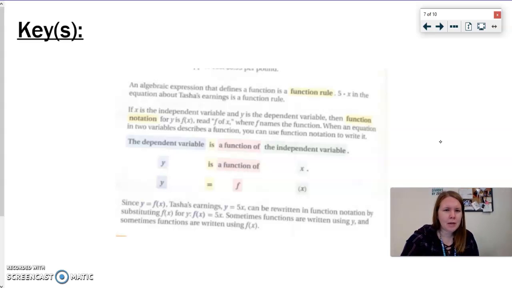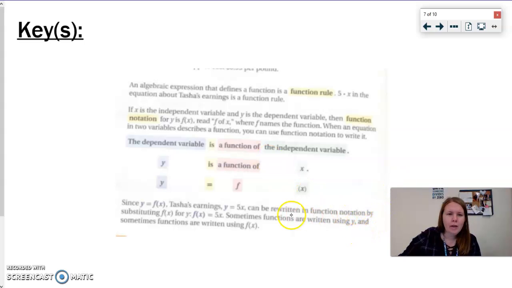So in this case, the dependent variable is a function of the independent variable. Just as y is a function of x, all we do that's different is change y to f of x. Tasha's earning, y equals 5x, can be written in function notation by substituting f of x for y, so f of x equals 5x. Sometimes function notation is written using y, and sometimes it's written as f of x. So they're interchangeable. Sometimes they might say write it with that form, and sometimes it doesn't matter if it's y or f of x.